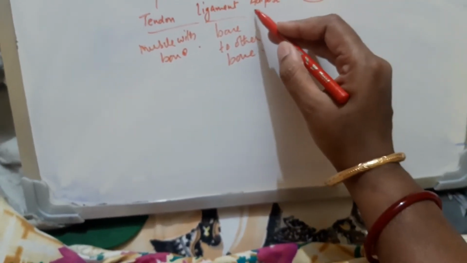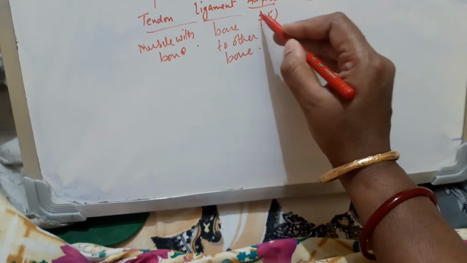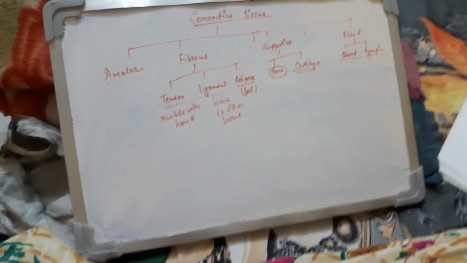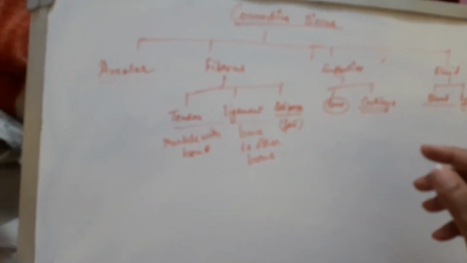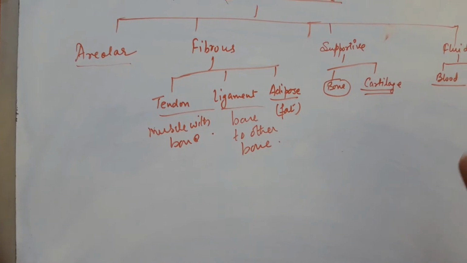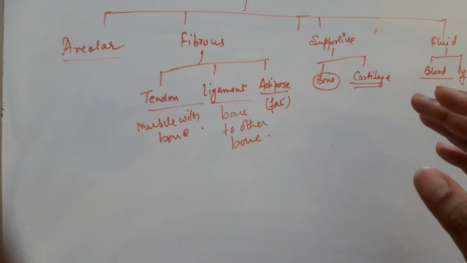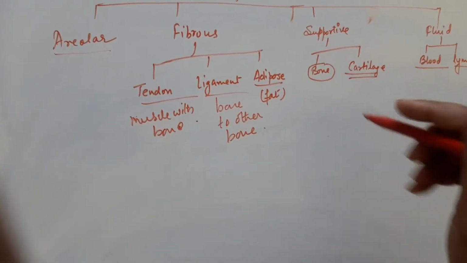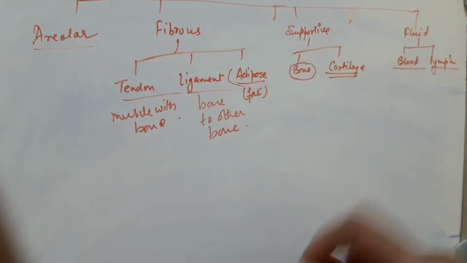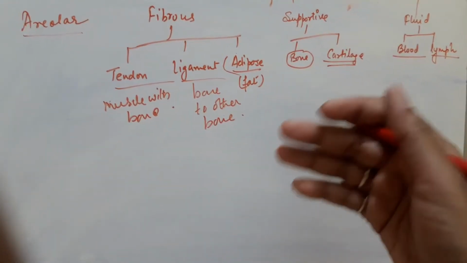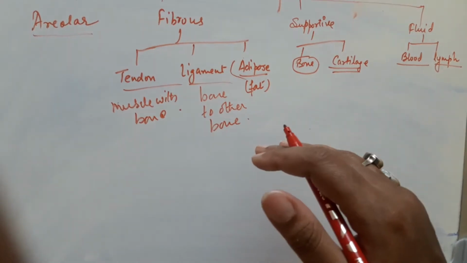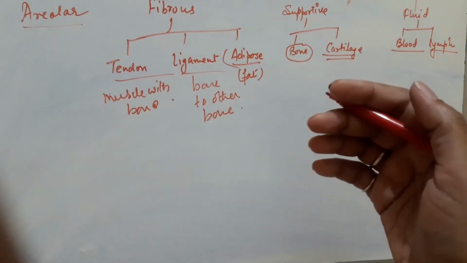The third fibrous connective tissue is adipose tissue, which we call fat tissue. It is present around almost all delicate organs to protect them from shock. They are shock absorbing. They form a fatty layer under the skin, so that the heat is retained in your body. What is the function of adipose tissue? Number 1 is insulation, retaining the body heat, and number 2 is protecting the internal organs.